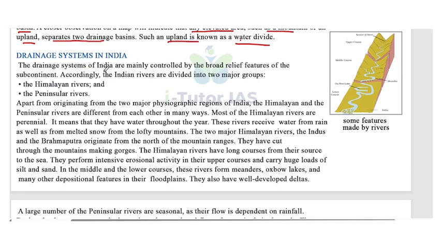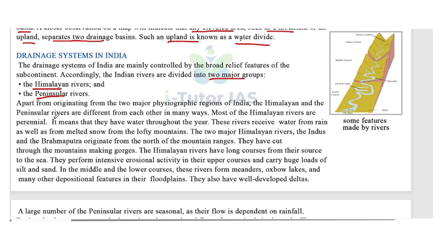The drainage systems of India are mainly controlled by the broad relief features of the subcontinent. Accordingly, the Indian rivers are divided into two major groups. The first one is Himalayan rivers and the second one is peninsular rivers. Apart from originating from two major physiographic regions of India, the Himalayan and the Peninsular rivers are different from each other in many ways.